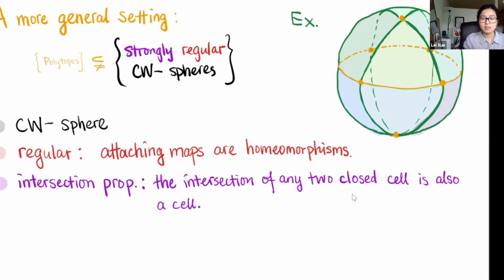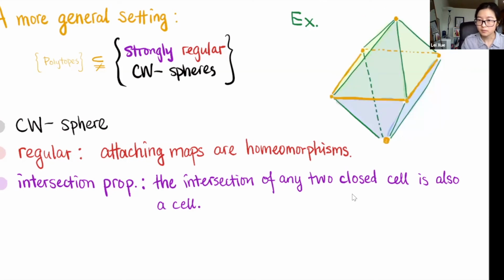And those previous examples look nothing like polytopes. But if you look at this one, you would agree with me that if I just think of these 2 cells as triangles, because they sort of are, this is very close to a polytope that we saw before, right? It's like a bipyramid over a square. In other words, this one. And that will make this strongly regular CW sphere combinatorially equivalent to this polytope over here, because they will have the same face poset.